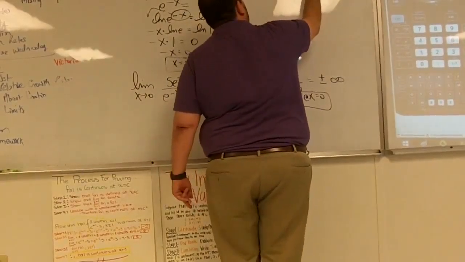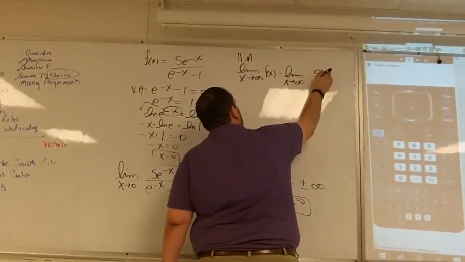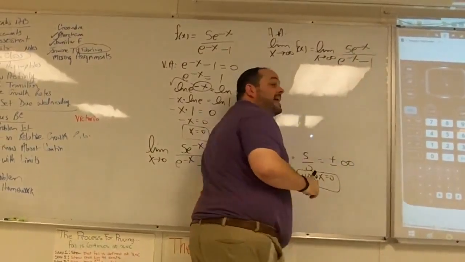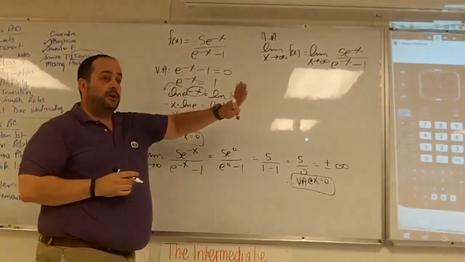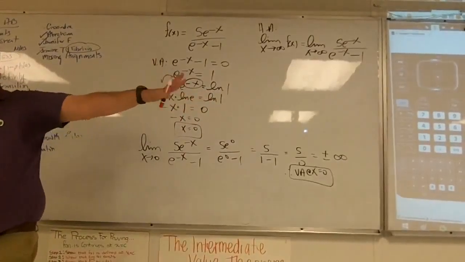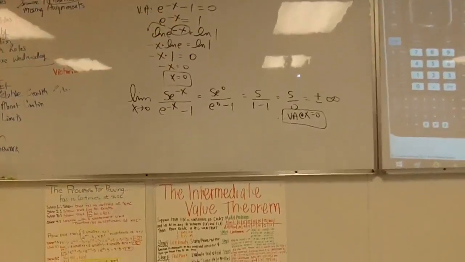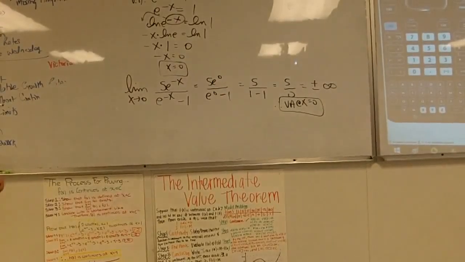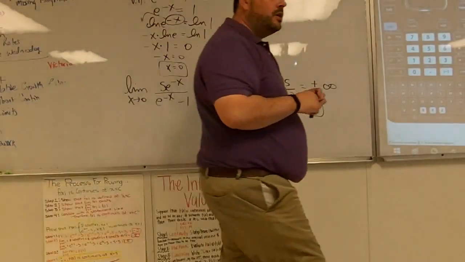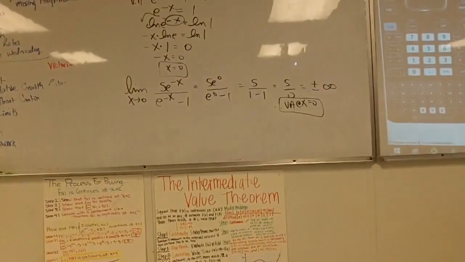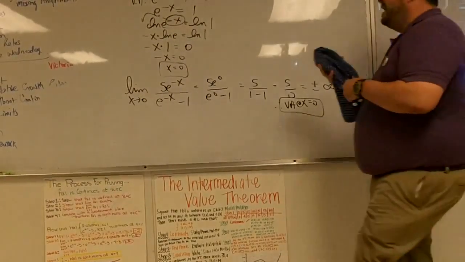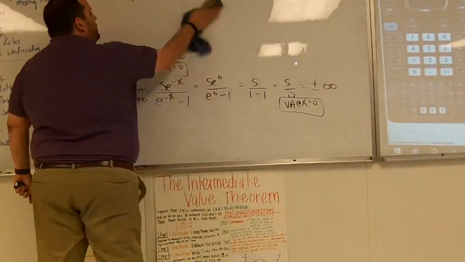So I need to find the limit as x approaches infinity of 5e to the negative x over e to the negative x minus 1. That's what I want to find. Hector, I know the graph is in front of you, but that's a crutch right now. I want you to have a quick strategy conversation with somebody near you. How do you find that limit? What are you going to do? Don't say plug in. Don't plug in.